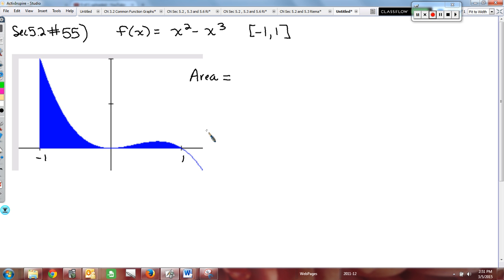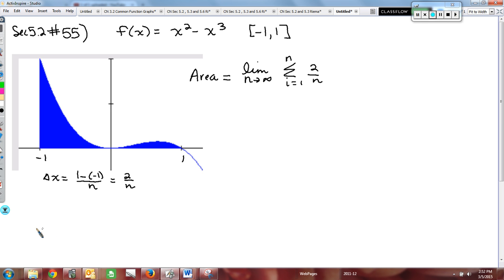But if I want to find this area, your job is to be able to write it as a limit with a summation in it. So we're going to do the limit as n, the number of rectangles, goes to infinity of the sum of the area of each individual rectangle. So we're going to add up the area for n rectangles. Our delta x is 1 minus -1 divided by n, or 2 over n. So I'm going to be using that for my delta x, 2 over n.